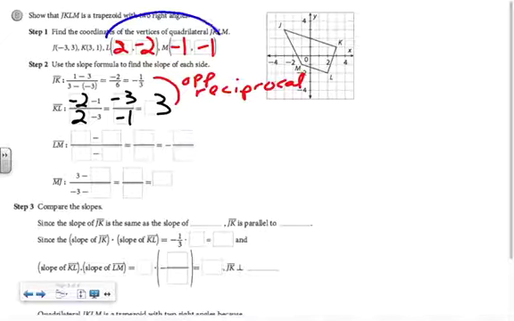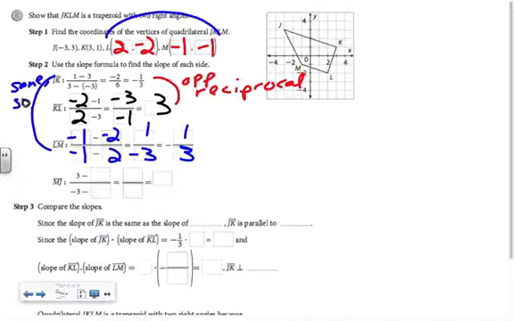Now I'm using these 2 points, -1 minus -2 over -1 minus 2. That will become 1 over -3, which is just -1/3. So notice how these are the same. So they're parallel.